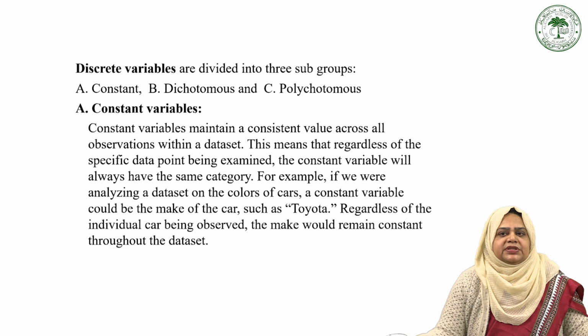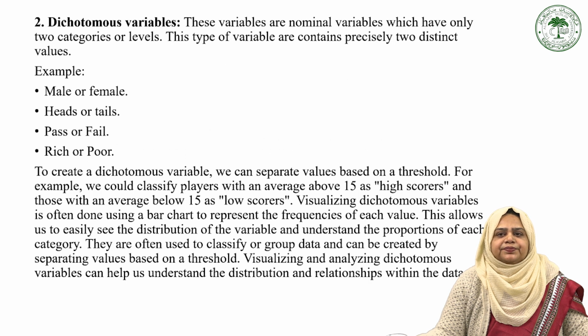Constant variables maintain a consistent value across all observations within a dataset, which means that regardless of the specific data point being examined, the constant variable will always have the same category. For example, if we were analyzing a dataset on the colors of cars, a constant variable could be the make of the car, such as Toyota. Regardless of the individual car being observed, the make would remain constant throughout the dataset. Constants provide stability and serve as the reference point when examining other variables within the dataset.